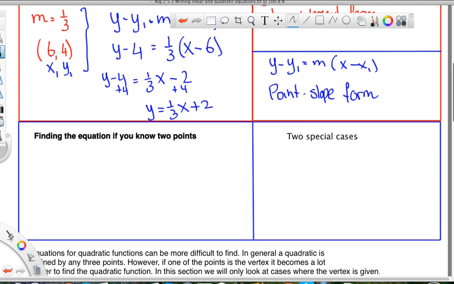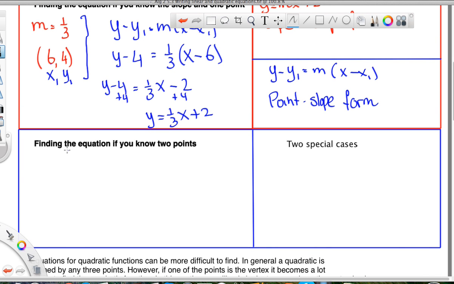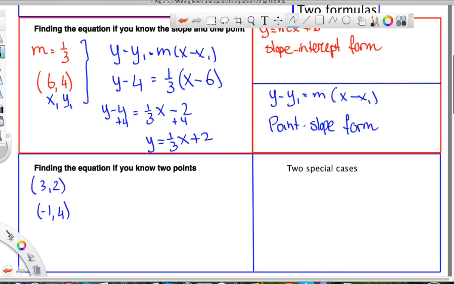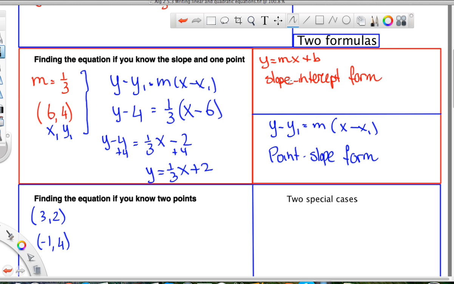Alright, so what do you do if you have 2 points? So what if I said one of the points is at 3, 2, and the other one's at a negative 1, 4. Well, you need a slope. Just look at the two formulas that we have. Both of them use a slope, one here and one's here, and you need 1 point. Well, it gave me 2 points, so I can pick either point for that part. The slope I'm going to have to find on my own.